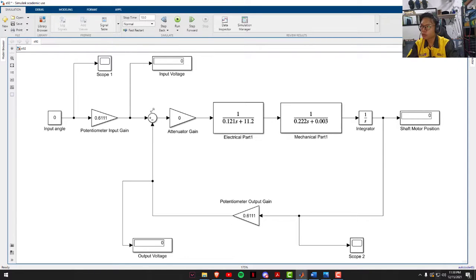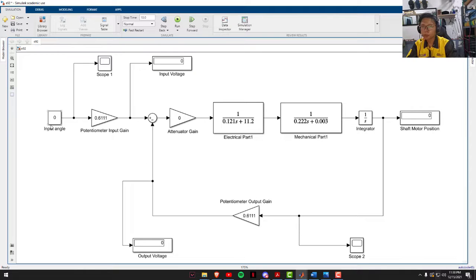So for the output, we have the display for the input voltage, the display for the output voltage, two scopes, and then one shaft motor position display. And then after we have done the block diagram, we have to key in all the parameters. As we can see here, at the potentiometer input gain, the parameter is 0.611, same goes to here. And then for the electrical part, this is the function, and this is for the mechanical part.